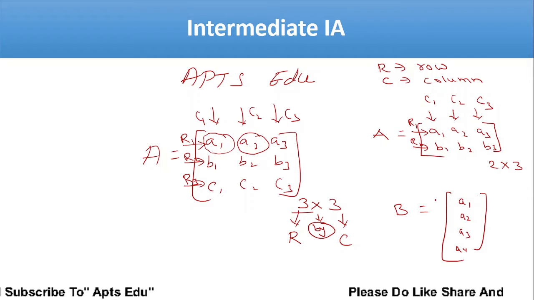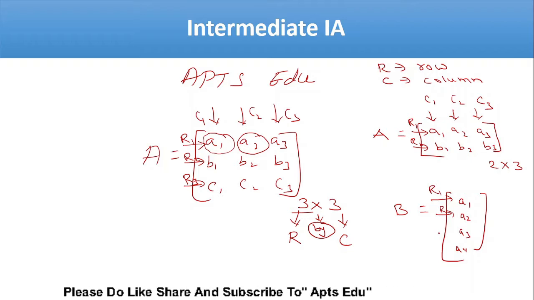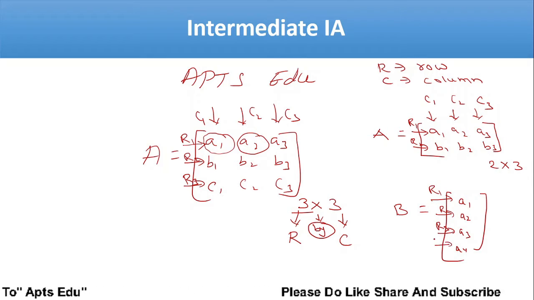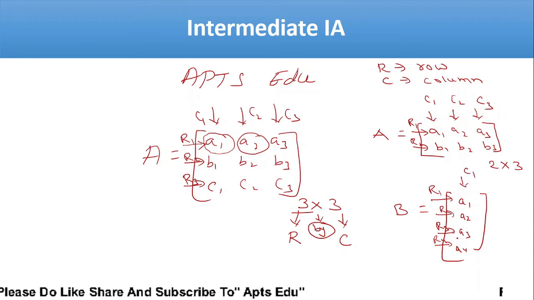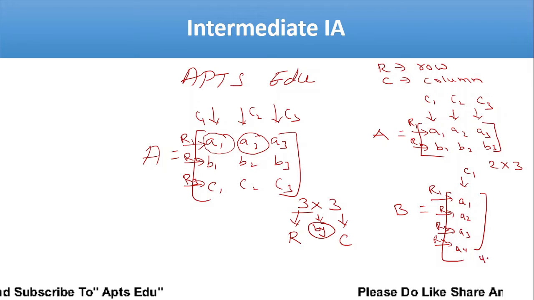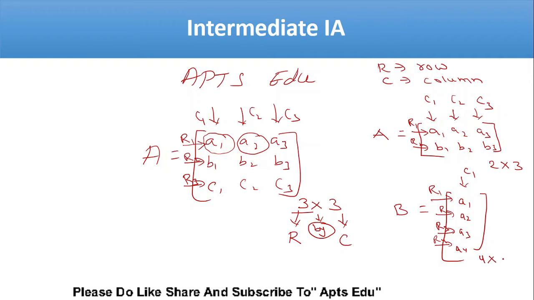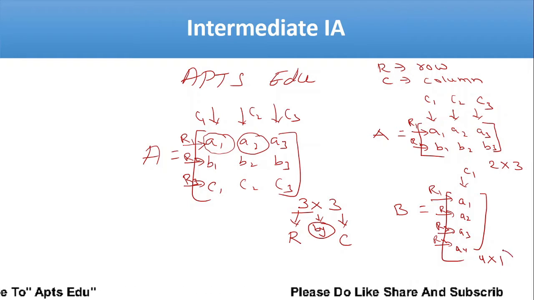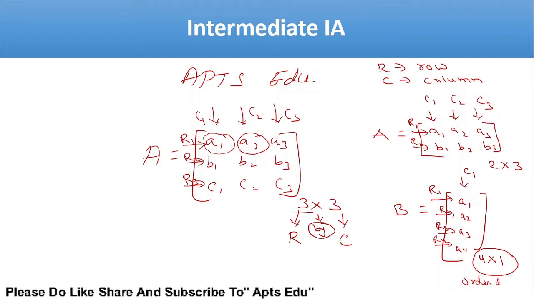One more example we'll see. How many rows do we have? Row 1, second row, third row and fourth row. How many columns do we have? 1 column. So 4 by 1. This is the order of a matrix.